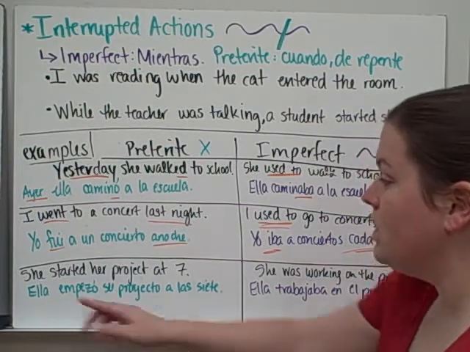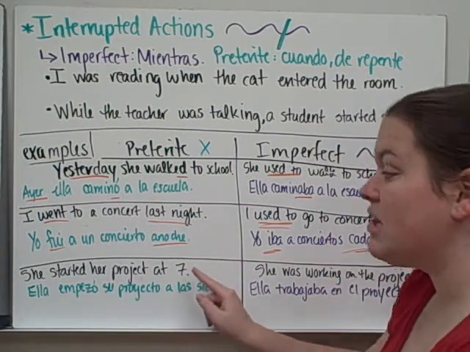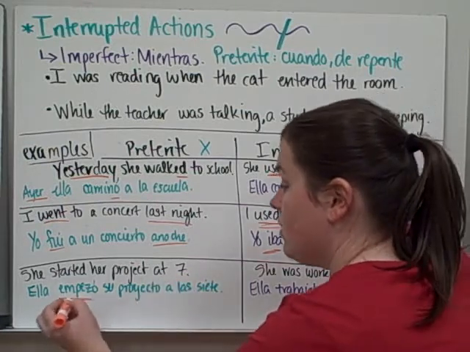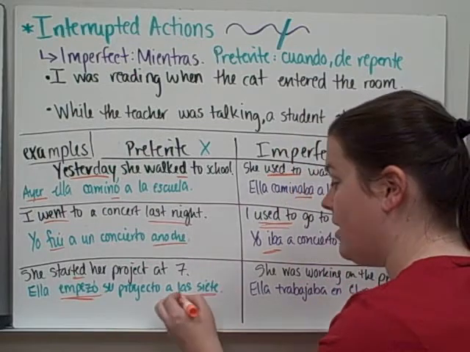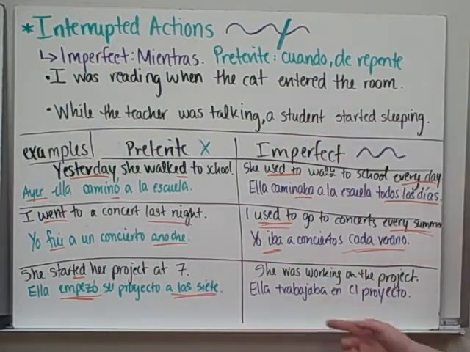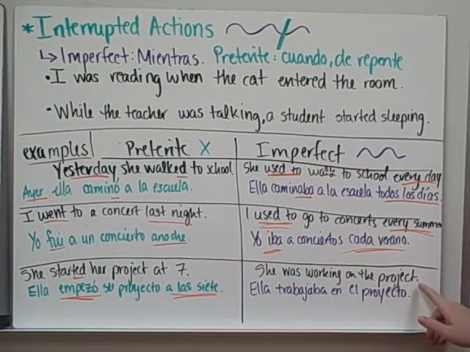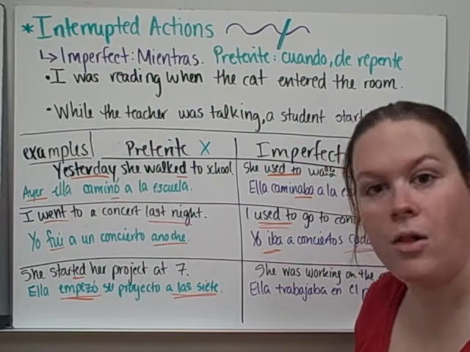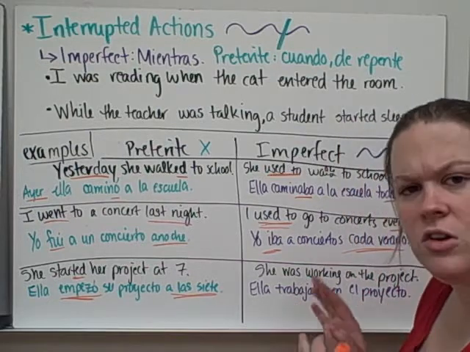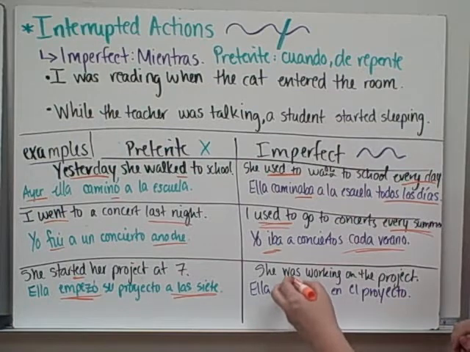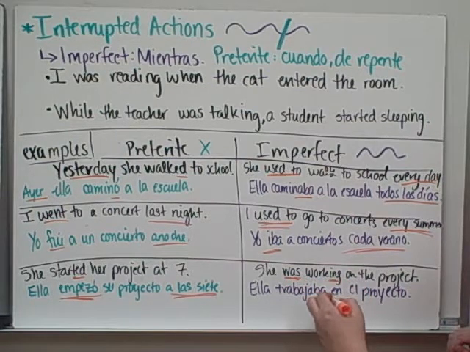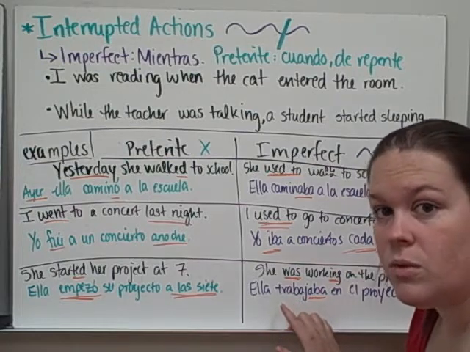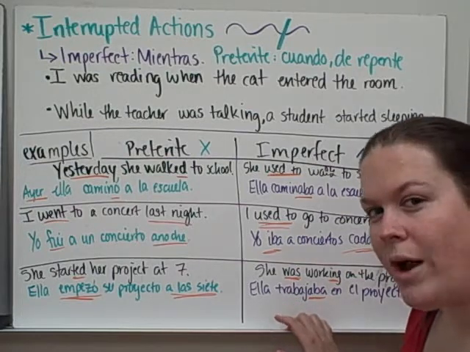In the last example, she started her project at 7. This is a specified start time, so that's definitely preterite. Started, empezó, at 7, and that specifies the time. However, if you just say she was working on the project, we're unclear whether what time she has started or ended or how long she's been working on it. So with the uncertainty of that, we leave it in imperfect. Was working, trabajaba, on the project. Now you could also say estaba trabajando, but that's not a verb tense that you're required to know at this point.